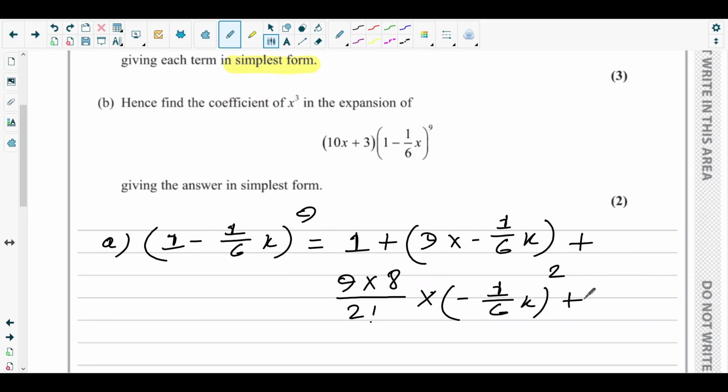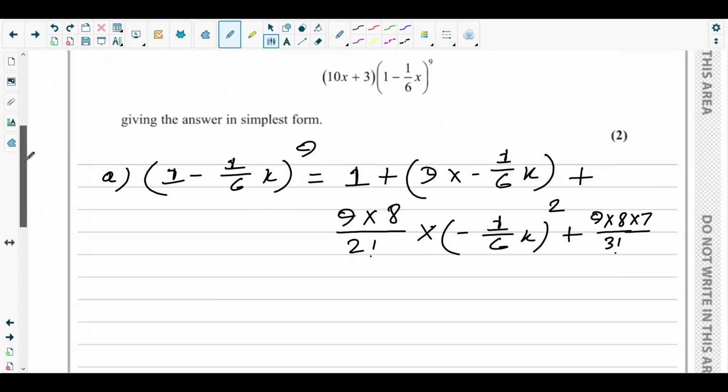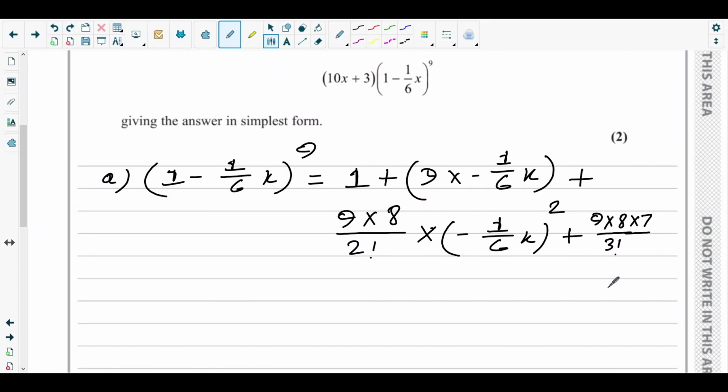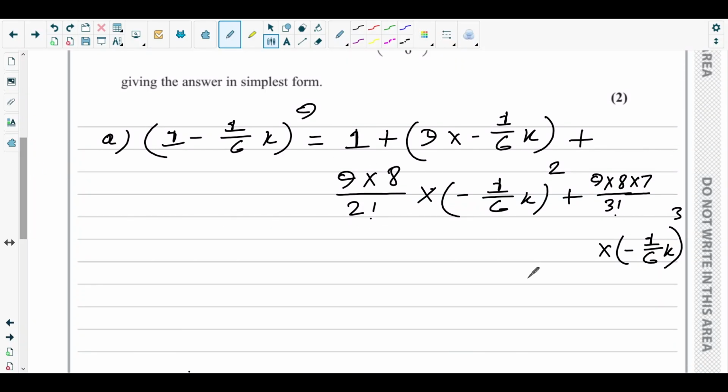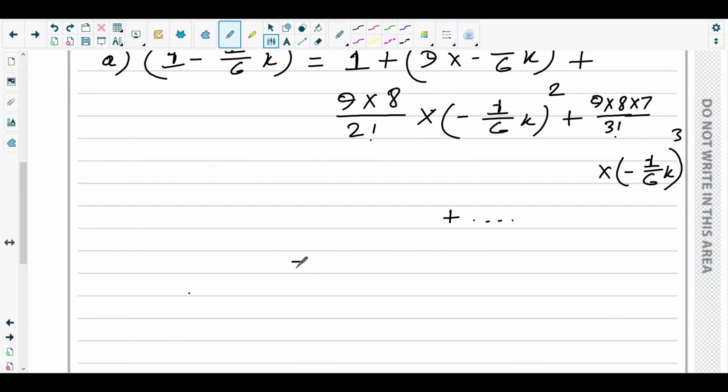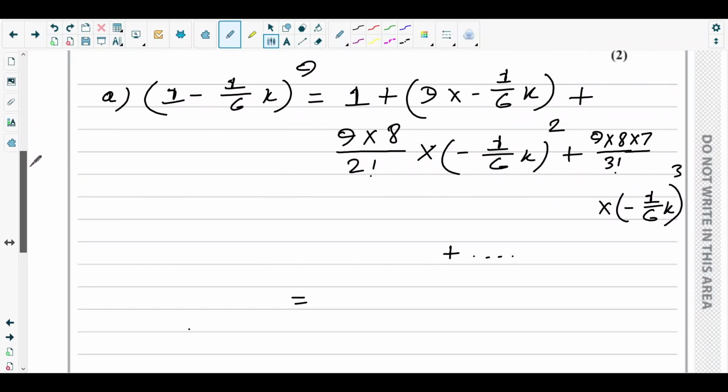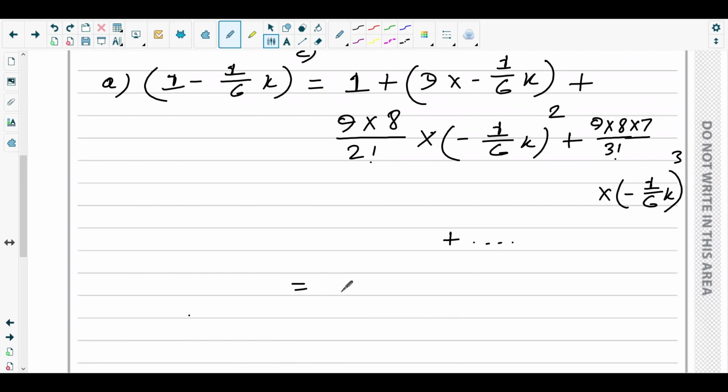The fourth term would have 3 factorial in the denominator, so we need 3 factors in the numerator: 9 times 8 times 7 over 3 factorial, times negative 1 over 6x whole cubed. The power of x will increase gradually, plus dot dot dot. We need the first 4 terms, so we stop after getting them. Here we got the first 4 terms. Now multiply them out and write them in simplest form.